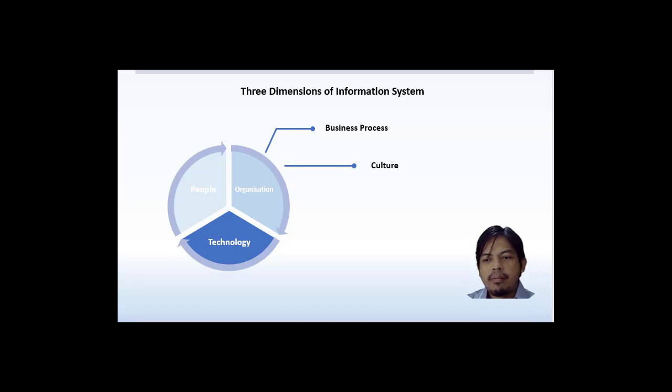Another thing about this dimension is the structure. The structure refers to the main core of the company. For example, for a newspaper, the main core is to deliver the latest news to society. Another example is a courier service, like Pos Laju. The main core is to deliver the parcel or package to the customer.